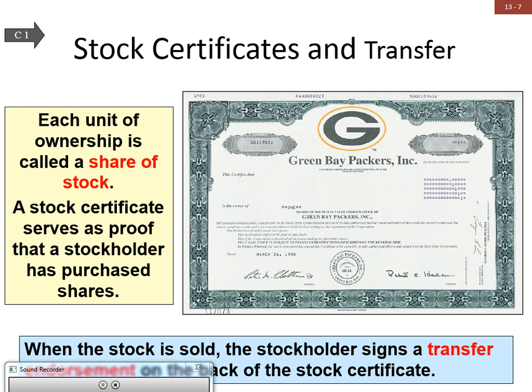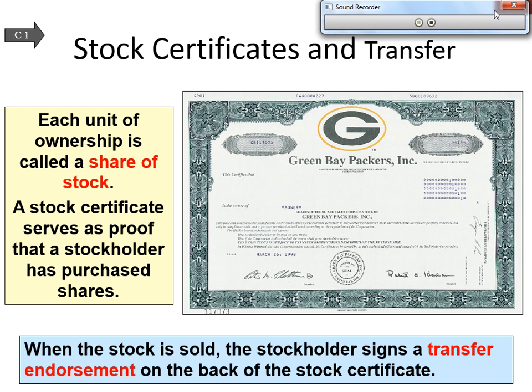So this is what a stock certificate looks like. This shows the stockholder that they actually own the stock and how much of the stock they own with the company in which they own the stock for, which is very important. So notice down here this note. When the stock is sold, the stockholder signs a transfer endorsement, making sure that this certificate will be transferred over into whoever the new owner's name is.